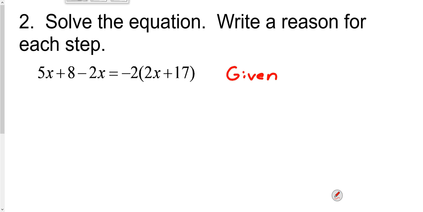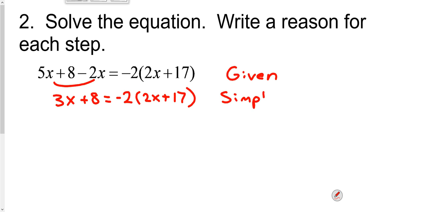Next, what would be the next step I might do? Hopefully you're thinking simplify, combine your like terms. I want to combine my like terms here, so I'll get 3x plus 8 equals negative 2 times (2x plus 17). So I simplify.